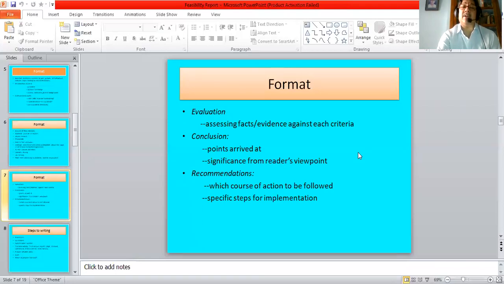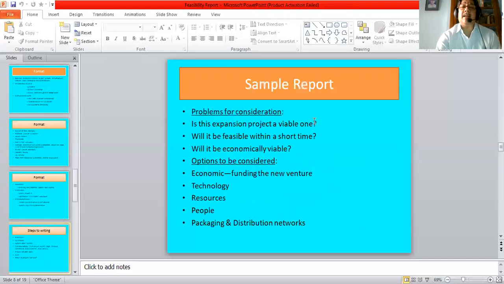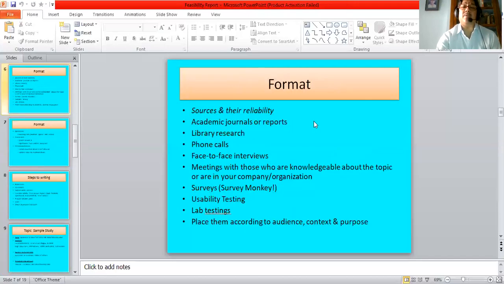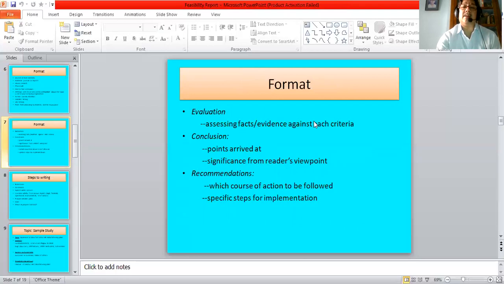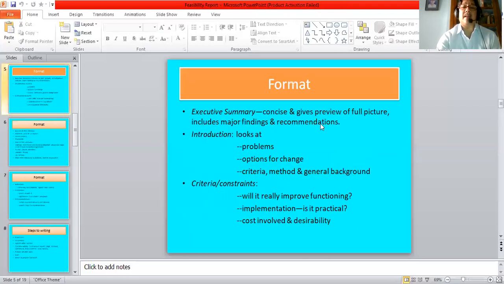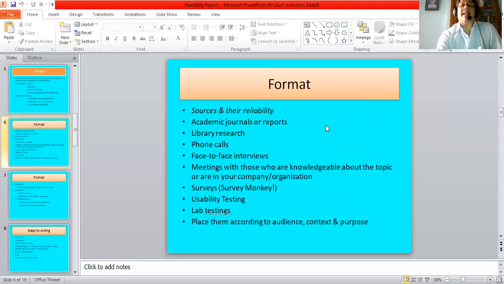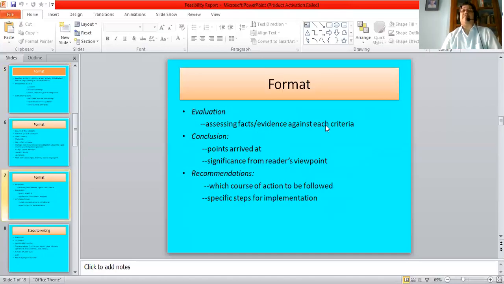So what are they? Let's just do a quick recap. We have, first and foremost, the executive summary. Then we have the introduction, which looks at the problem, looks at the options for change and the criteria, methods, and background. It delves a little into the background of the issue. Then the mapping of the criteria or constraints. Then the evaluation part, assessing the evidence against each criteria. Then the conclusion, and finally the recommendations, which give us the action planning for the future.